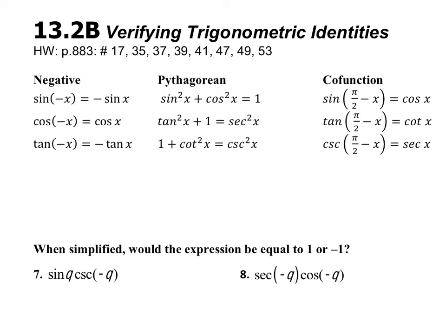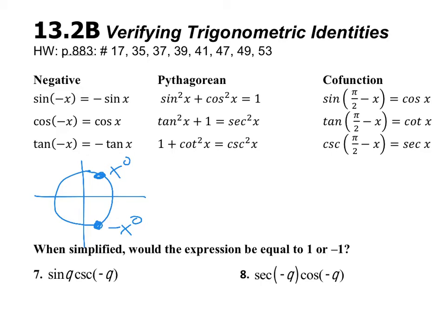Alright, we're going to start the second half of 13.2 by learning the negative trig identities. Imagine a unit circle and pick any spot. I'm going to choose this spot. We'll call that x degrees. And then picture negative x degrees.